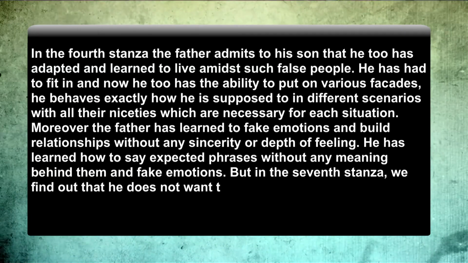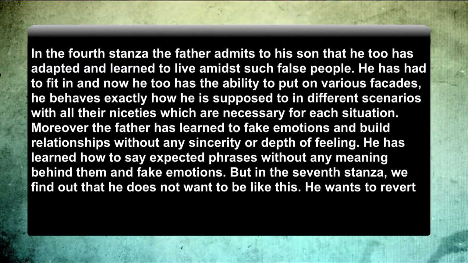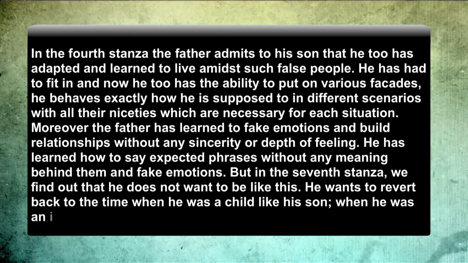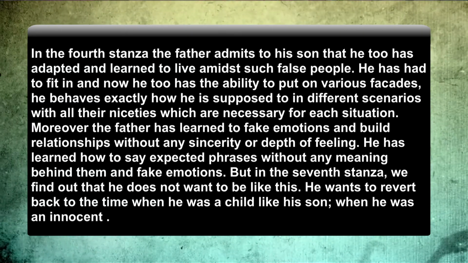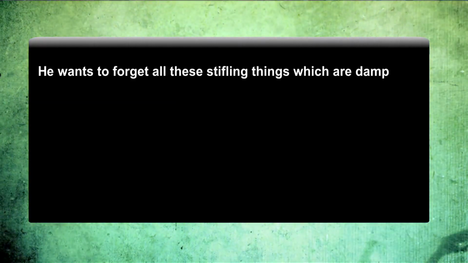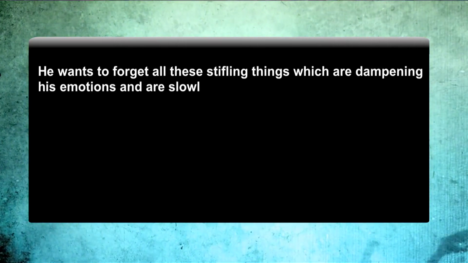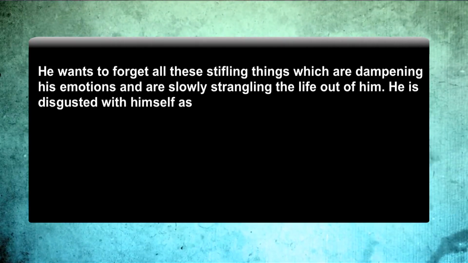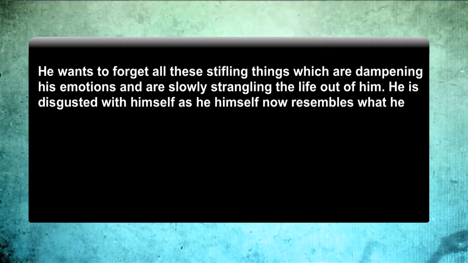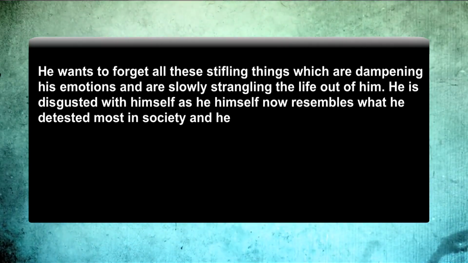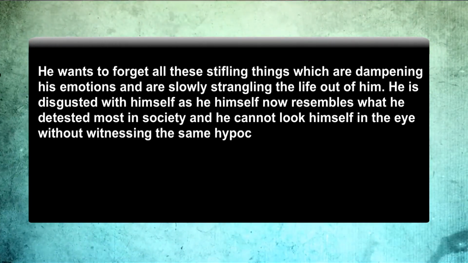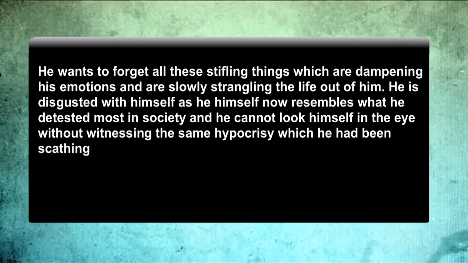In the seventh stanza, learners, we find out that he does not want to be like this. He wants to revert back to the time when he was very childlike, like his son, when he was very innocent. He wants to forget all these stifling things, where things were so very open and new and very clear. He wants to forget all those stifling things which were dampening his emotions and are slowly strangling life out of him. He is society and he cannot look himself in the eye without witnessing the same hypocrisy which he had been scathing about earlier.